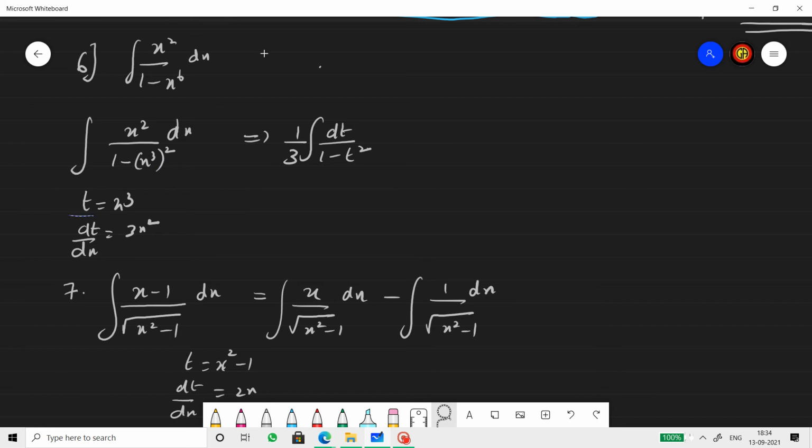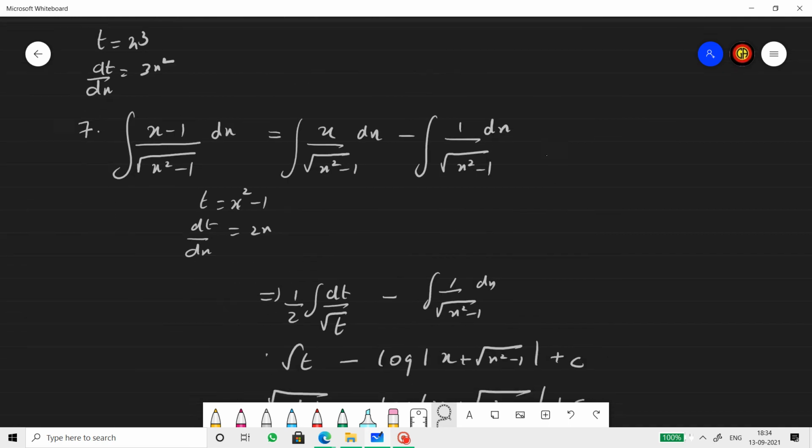Now consider x cube as t. Follow the substitution process. You will end up getting dx as dt by 3x square. So eventually the x square term will get cancelled. You will get 1 by 3 into integration of dt by 1 plus t square. Then apply the concerned formula. You will get the answer.